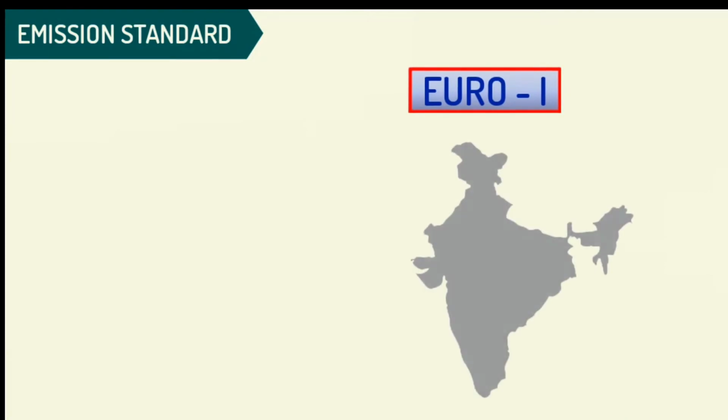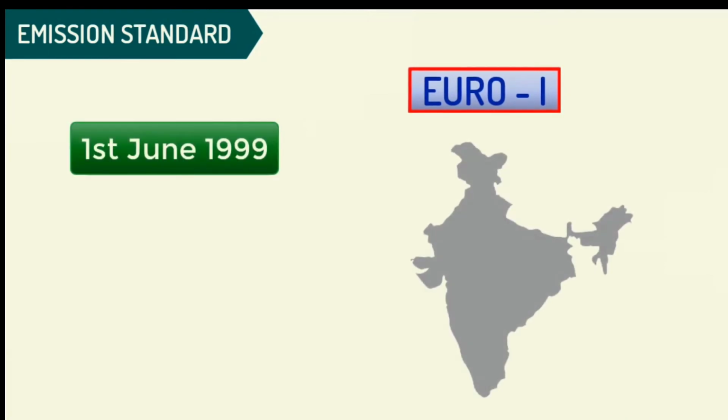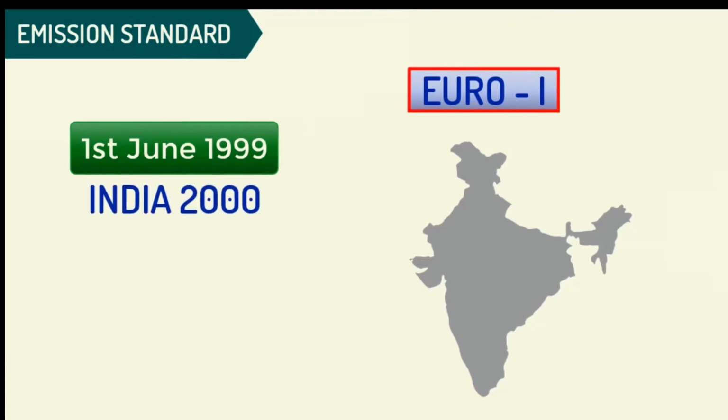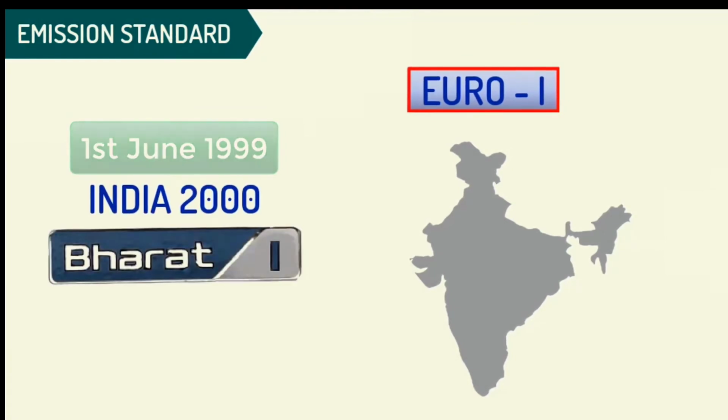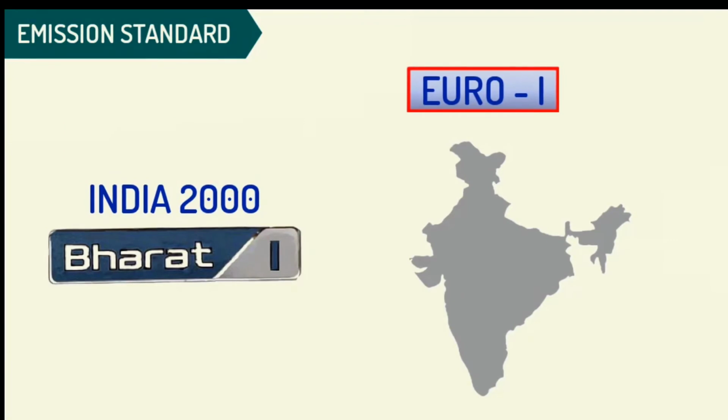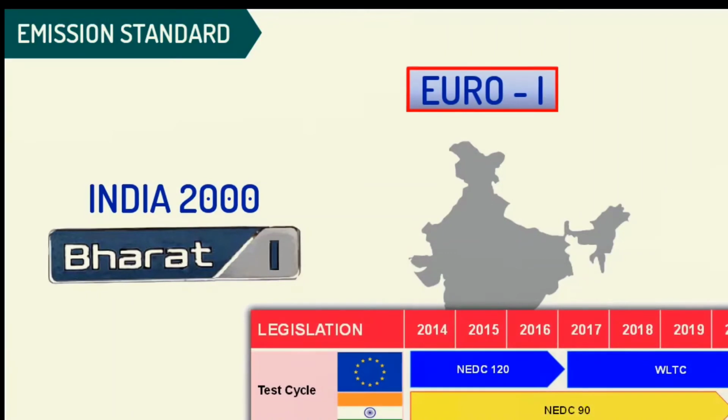Euro 1 was implemented all over India on 1st June 1999, and it is called India 2000 or Bharat Stage 1. The difference between Euro standards and Bharat stages is that the permissible limits are the same but the test cycles are different.